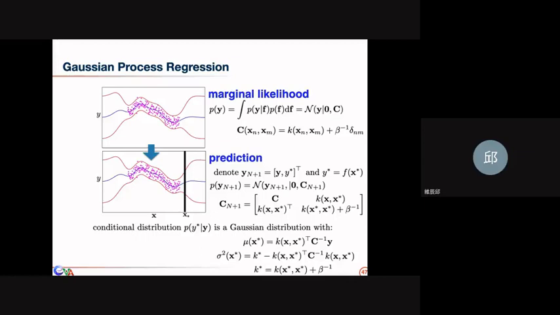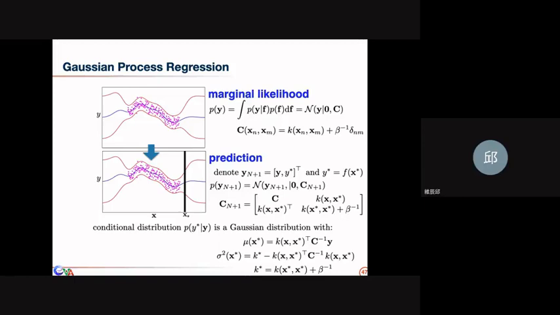On the bottom left corner you also have the same kernel function, describing the relation between your test data and your training data. And on the bottom right corner, this is the kernel function between x star and x star, with the beta inverse added because this is on the diagonal.